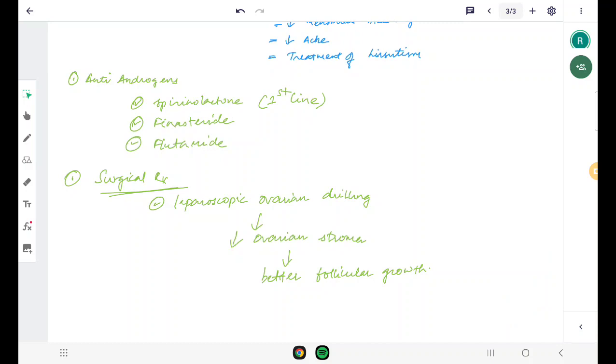And finally, coming to the surgical therapy, you can do laparoscopic ovarian drilling. In laparoscopic ovarian drilling, they drill around 4 to 6 holes in the ovary, so that decreases the ovarian stroma. As we know, in PCOS the ovarian stroma is thickened. So laparoscopic ovarian drilling decreases the ovarian stroma, so that induces better follicular growth.